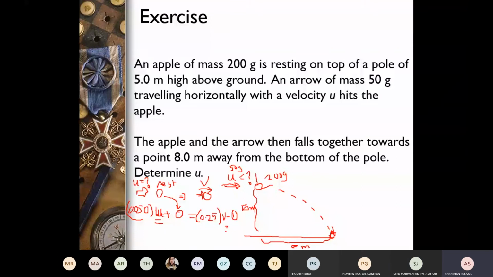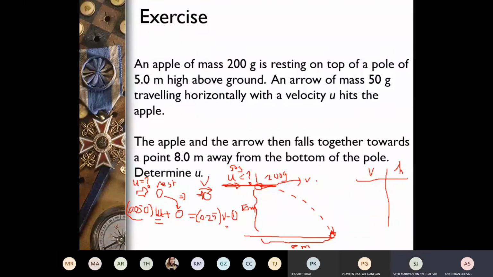Anyway, can you find v? How do you find v? So v is like the initial velocity of the projectile movement. Correct. Okay. So how do you find the v? You have to use your projectile concept. Anyone can find me the v. So you have to go for vertical and horizontal. Okay, this is your kinematic knowledge.